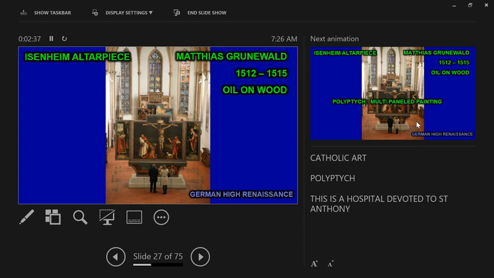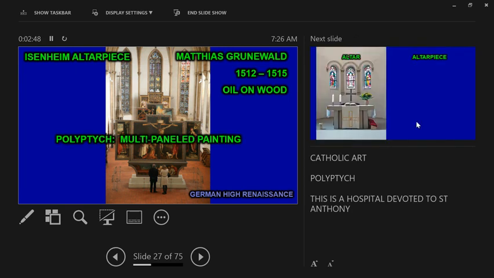All right, and I show you this photograph to show you how large this altarpiece is. In Texas, we call this a biggin, and it is a polyptych. Are we good? All right. We got to move on if we want to finish today.